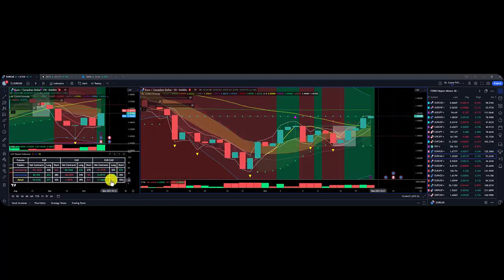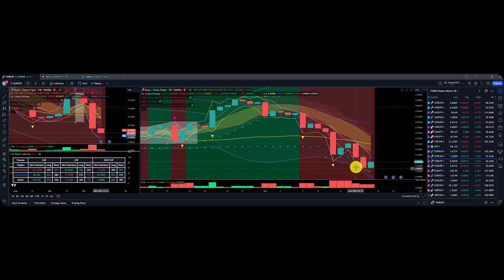Euro Canadian, that was crowded out to the long side. We had an overall trade on Friday with a loss of $141 on Monday. No further trade the rest of the week. Euro Swiss franc, overall trade from Friday to Monday was a loss of $266, and then followed by another trade that made up for it.